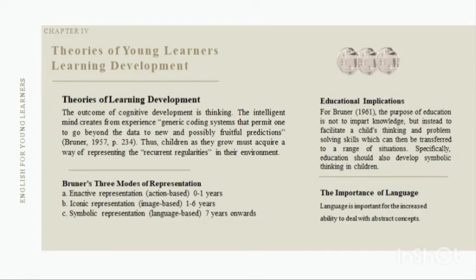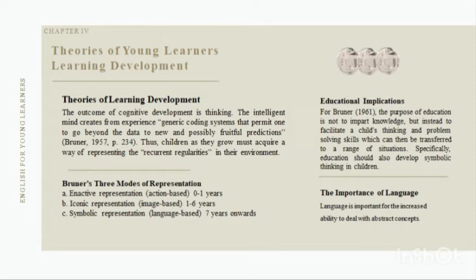This is Chapter 4. Theories of Young Learners' Learning Development. The outcome of cognitive development is thinking. The intelligent mind creates from experience generic coding systems that permit one to go beyond the data to new and possibly fruitful predictions. These children, as they grow, must acquire a way of representing the current regularity in their environment.